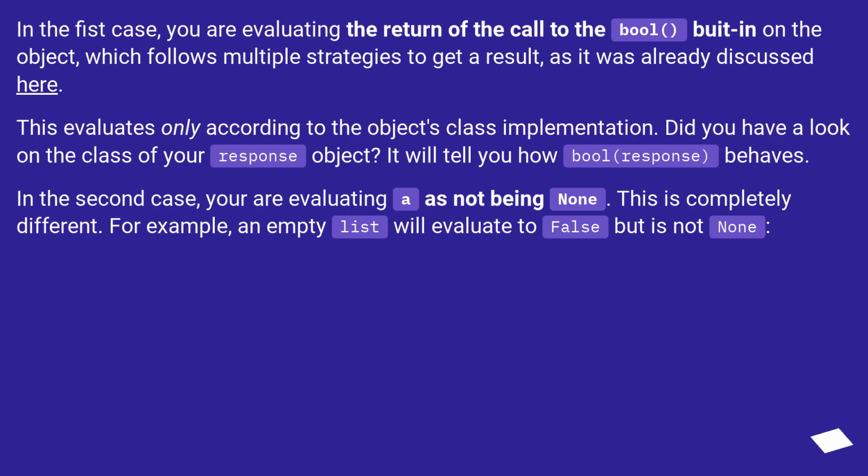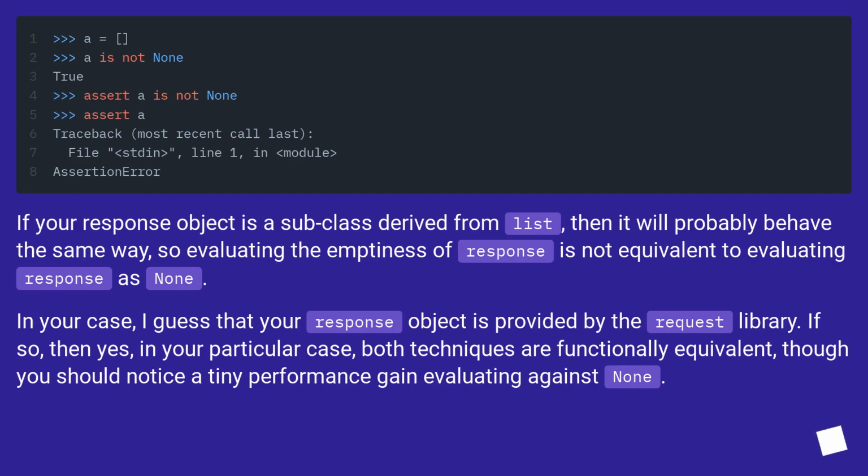In the second case, you are evaluating a as not being none. This is completely different. For example, an empty list will evaluate to false but is not none. If your response object is a subclass derived from list, then it will probably behave the same way, so evaluating the emptiness of response is not equivalent to evaluating response as none.